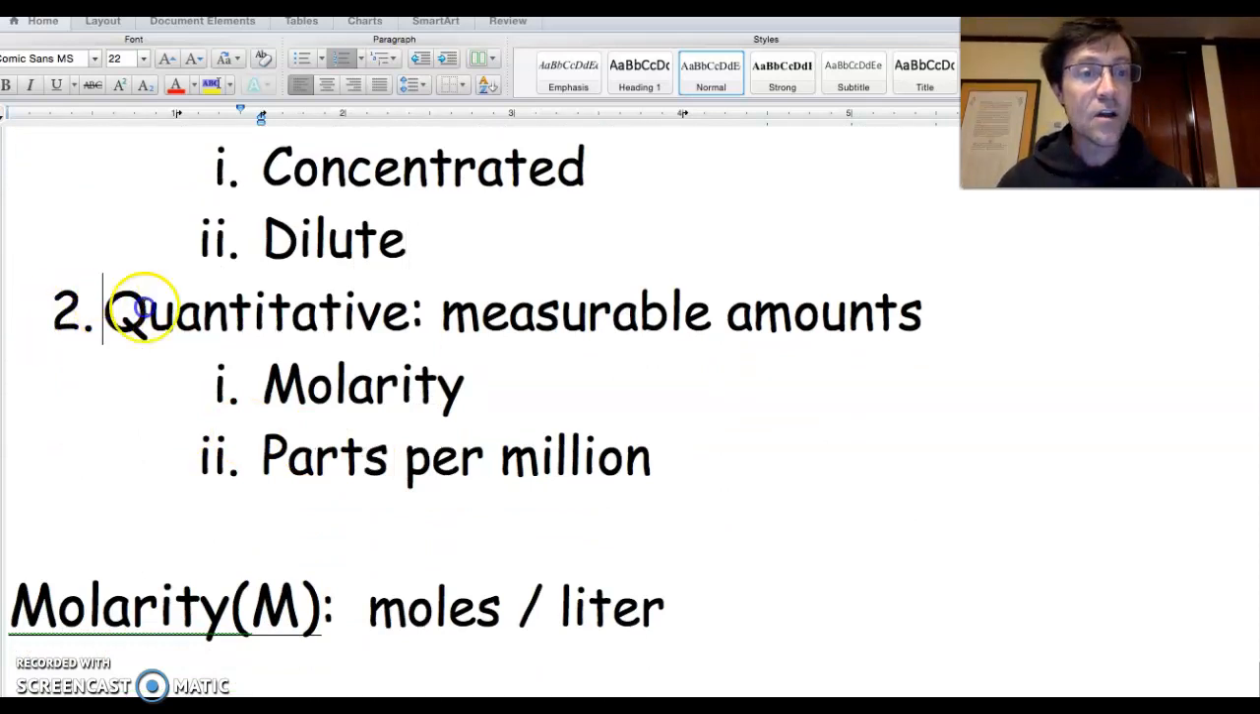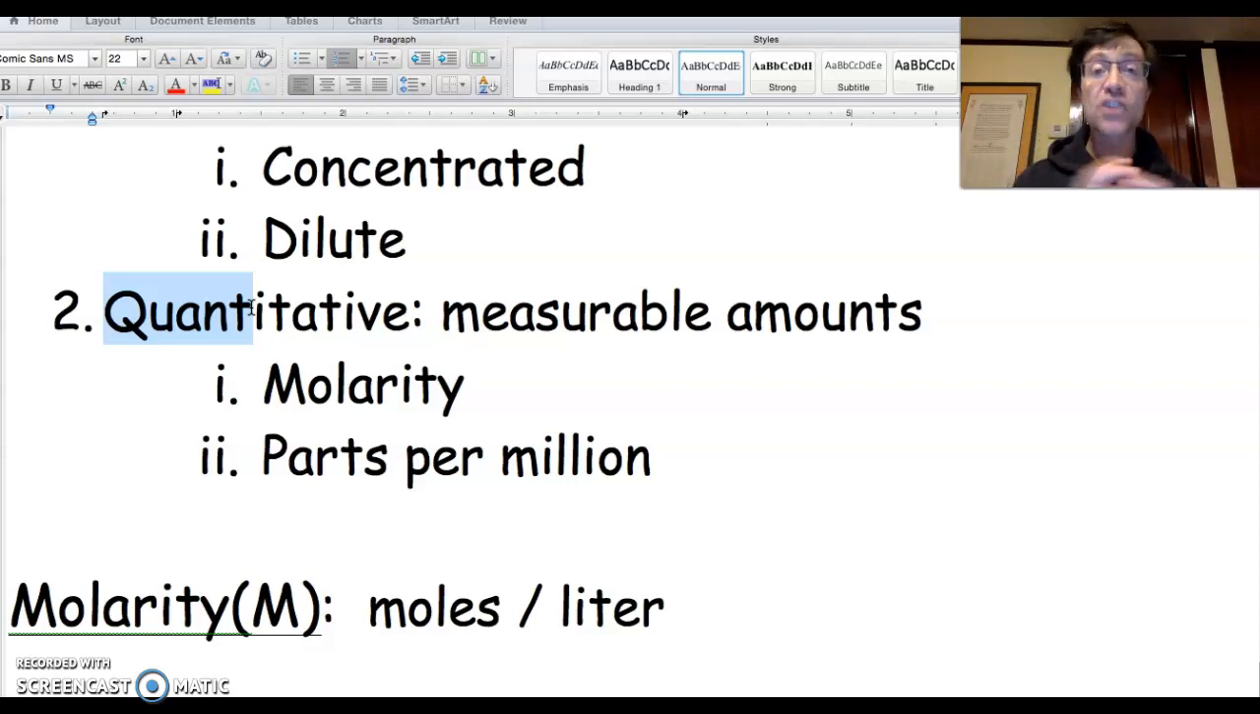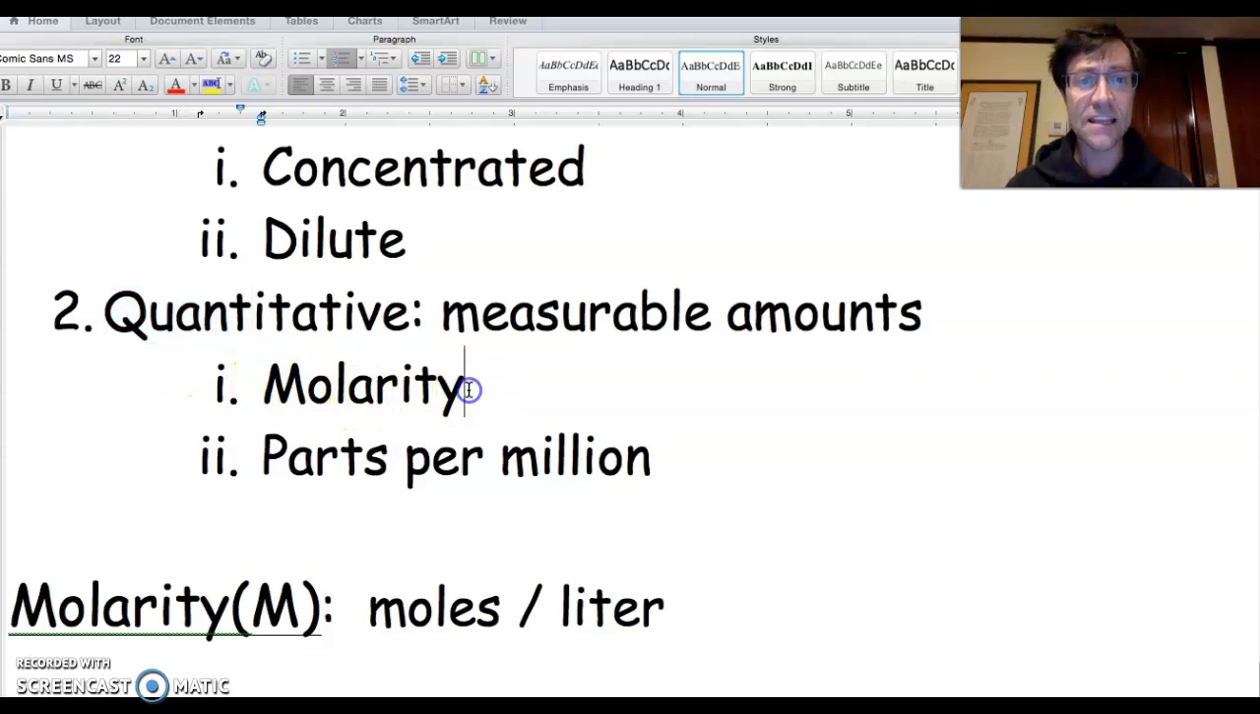If you see quant, it's like the prefix quantity, which tells us how much. Now this is telling us not how good or how bad, if it tastes good or bad, if it's concentrated or dilute, but specifically exactly how much solute is dissolved in our solvent. Got it? And so we have molarity. That's like the chemist's version. We also have one other one.